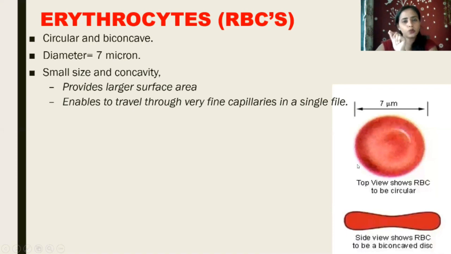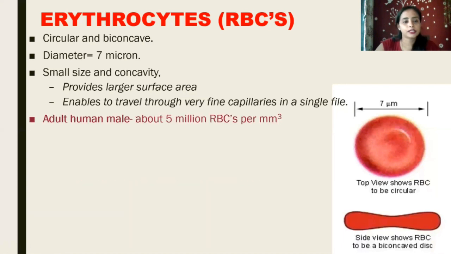So it can travel through a very fine capillary which is as thin as our hair strand. Okay, in a single file. In that capillary, this red blood cell is going to move in a single file. So small size helps this RBC to travel through capillaries.